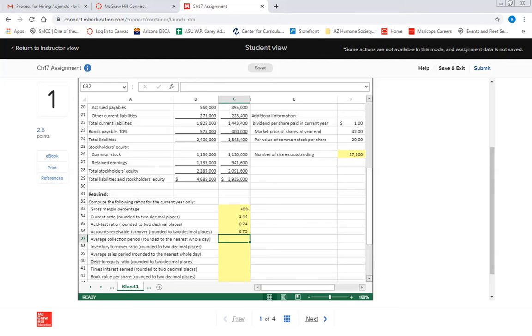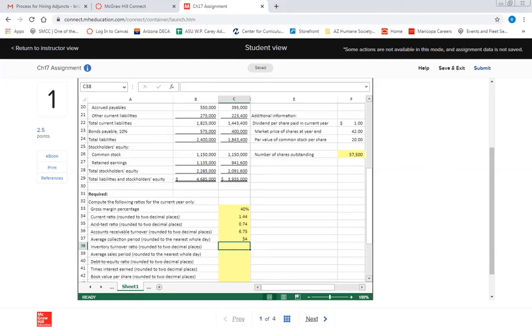Anyway, average collection period. We're going to take the total number of days. So first of all, rounding again, we're rounding to the nearest whole day. So we're going to round, and we're going to take the 365 days and we're going to divide it by our accounts receivable turnover. And then we're going to round it to 0 places, so they'll give us the next whole day. So we got 54 days.